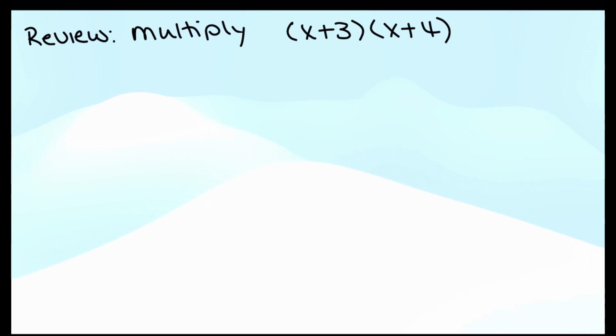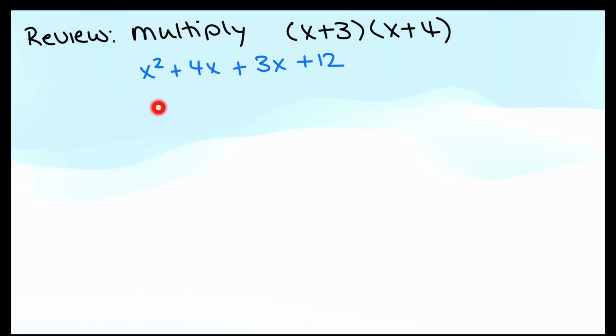So before we talk about factoring, let's actually review how we multiply two binomials. Let's take a look at the problem x plus 3 times x plus 4. We can use the FOIL process to multiply these two binomials together. We would do first, that gives us x times x, or x squared, outer 4x, inner 3x, last is 12. Then we can combine like terms. Those middle two terms add up to 7x, and our final answer is x squared plus 7x plus 12.